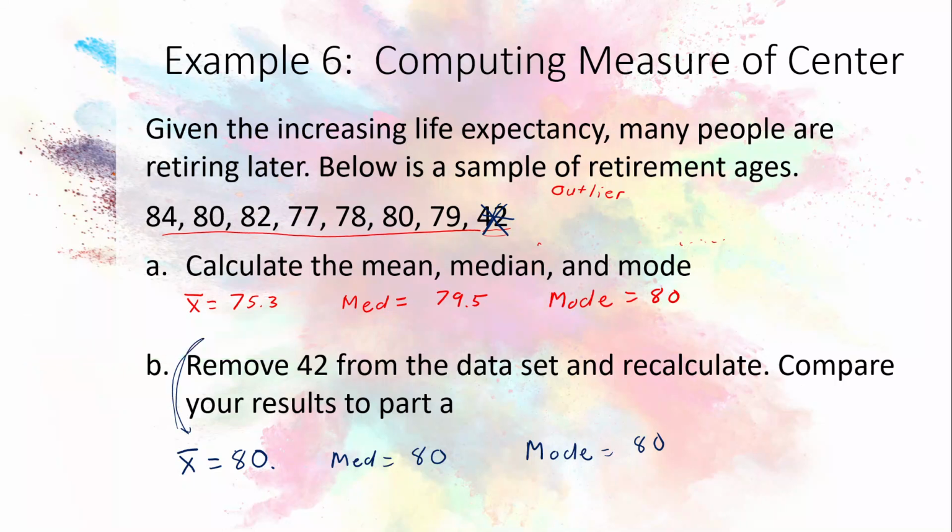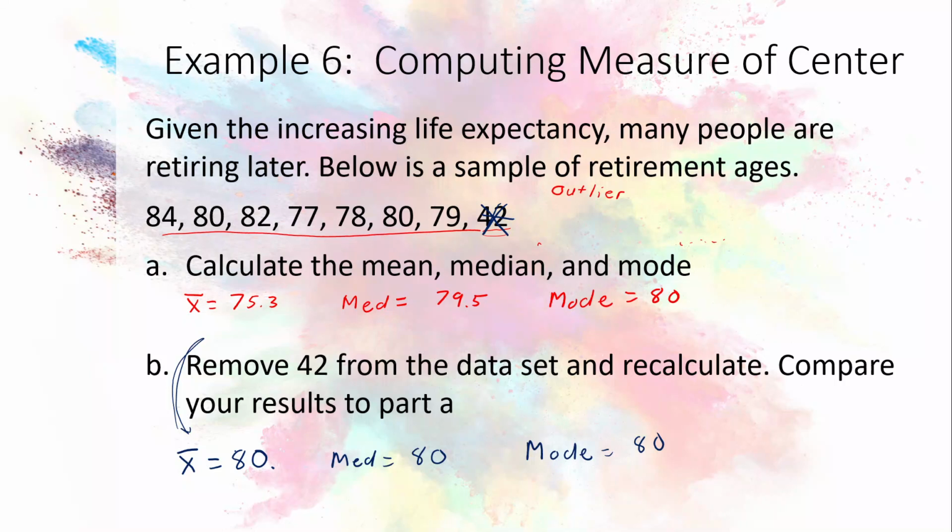Where the median, well, here the median only changed by 0.5. So the outlier did affect it, but not as much. Basically, one number did not have that much of an effect on the median, although it had a dramatic effect on the mean. And then the mode did not change at all.